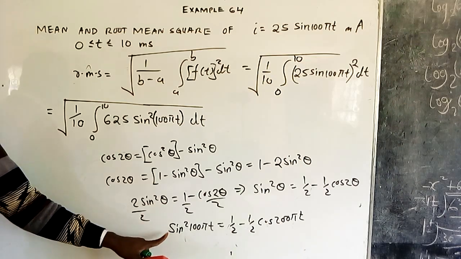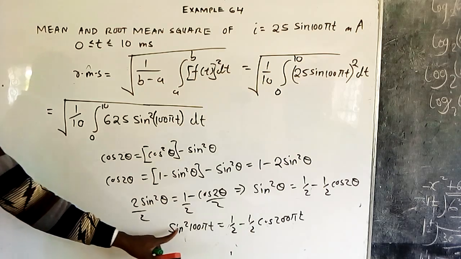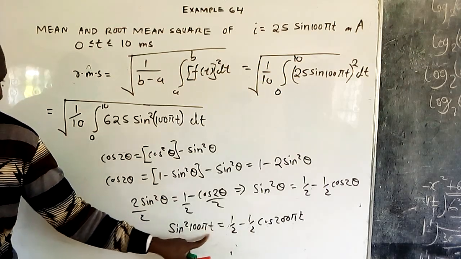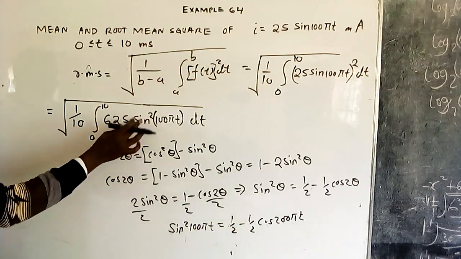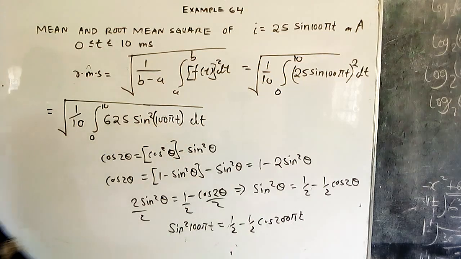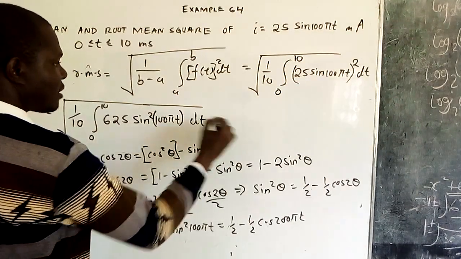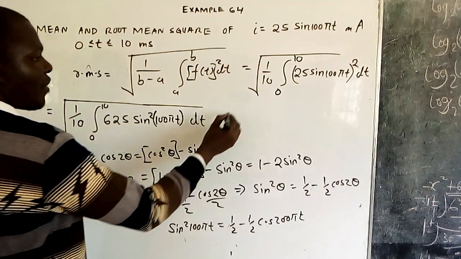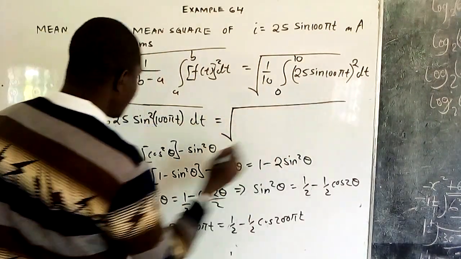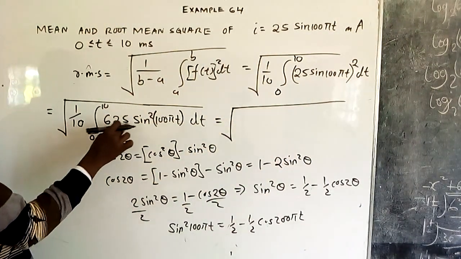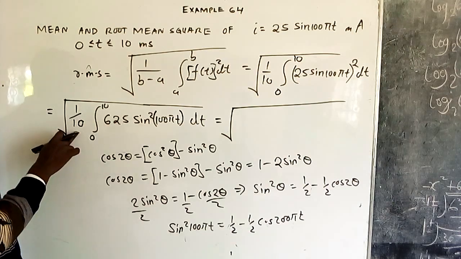So you have found an expression for sine squared 100 pi t, meaning where you have sine squared 100 pi t in that problem, you put this, isn't it? Is that okay? Are we together? Yes. So can we substitute that? Here we now have the square root of 625 over 10, isn't it?